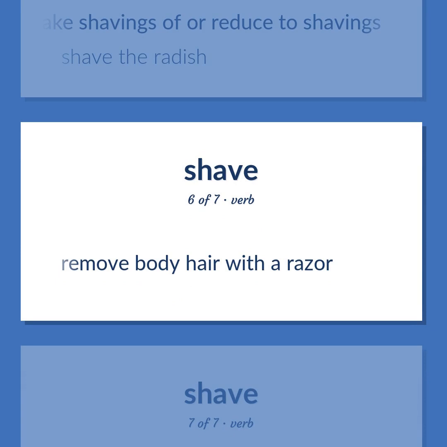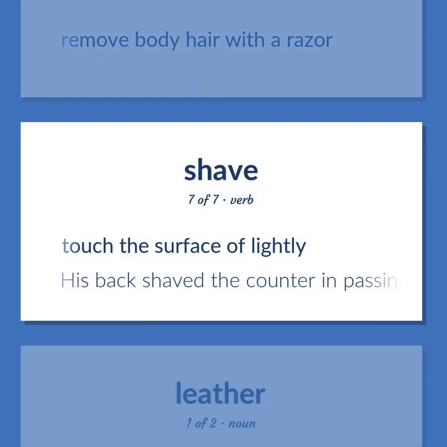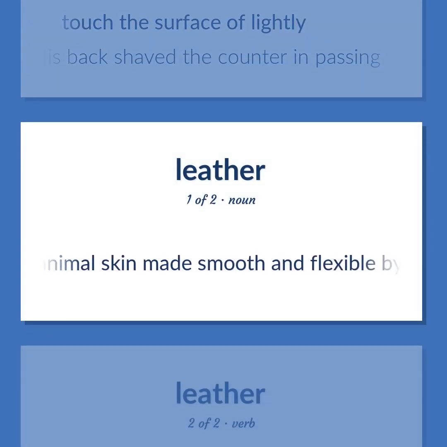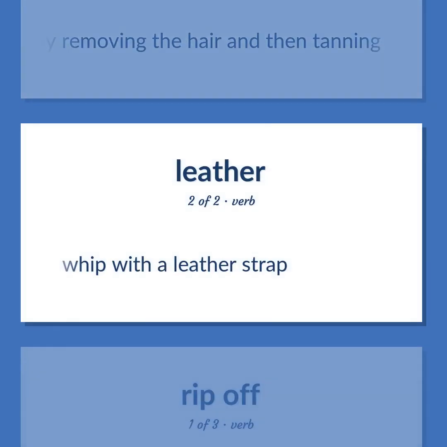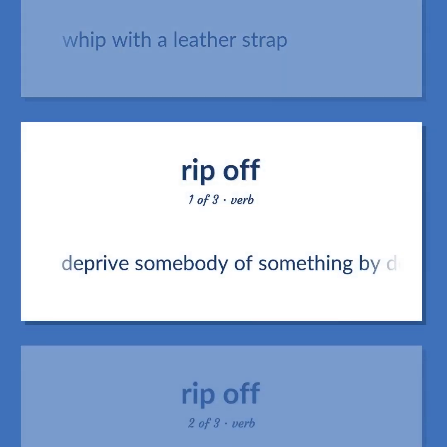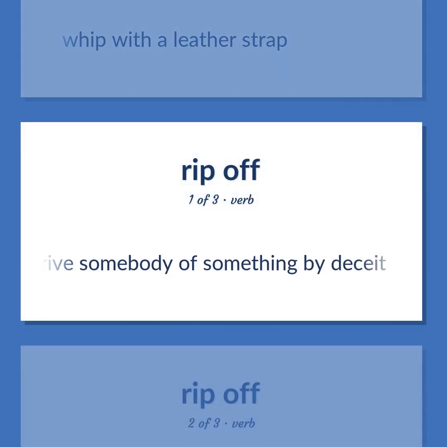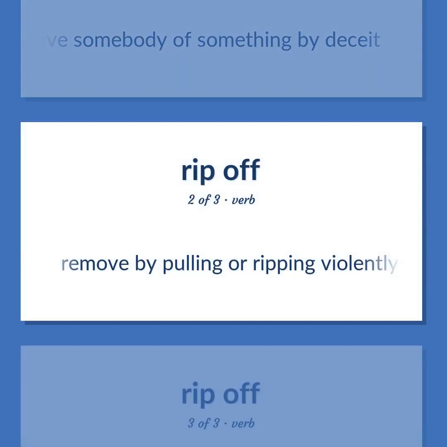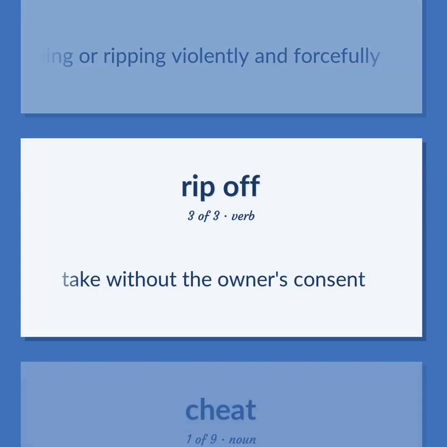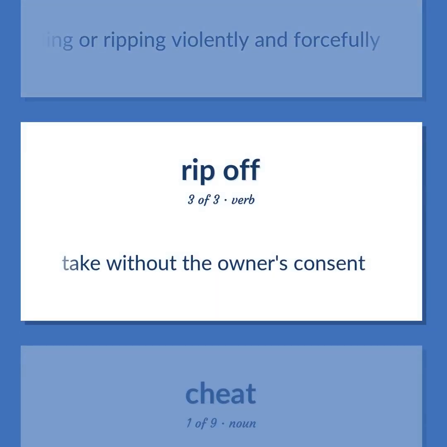Remove body hair with a razor. Touch the surface of lightly. His back shaved the counter in passing. An animal skin made smooth and flexible by removing the hair and then tanning. Whip with a leather strap. Deprive somebody of something by deceit. Remove by pulling or ripping violently and forcefully. Take without the owner's consent.